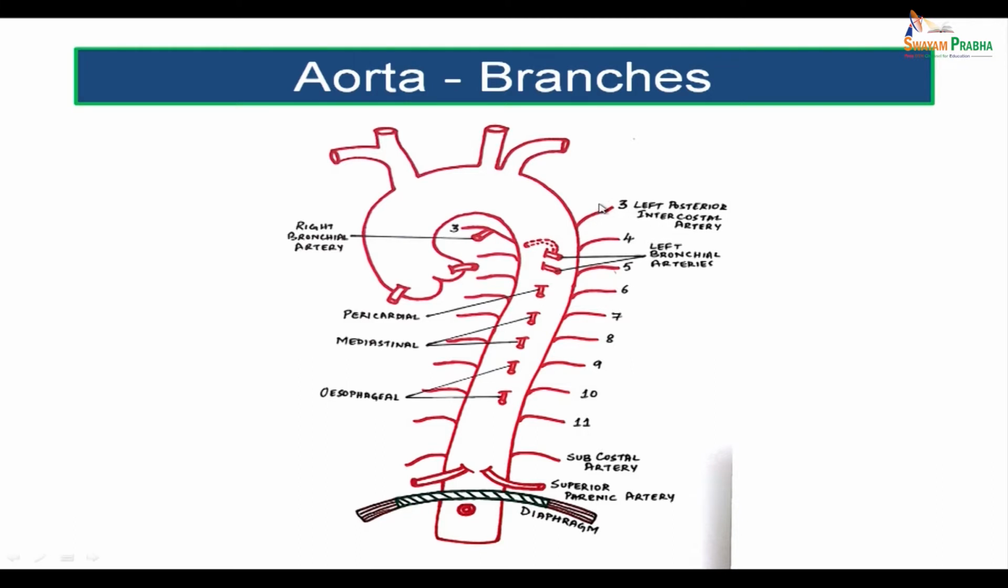You find the descending thoracic aorta gives off the intercostal arteries from 3rd to 11th, both on the right and the left. The right posterior intercostal arteries will have to cross the midline and go on to the right side. So, they have a longer course. So, they are giving branches from 3rd to 11th posterior intercostal.